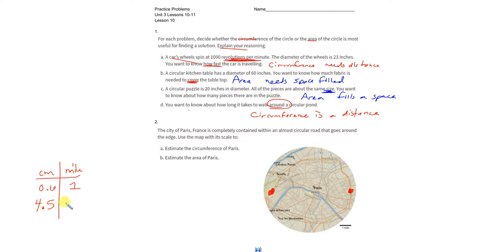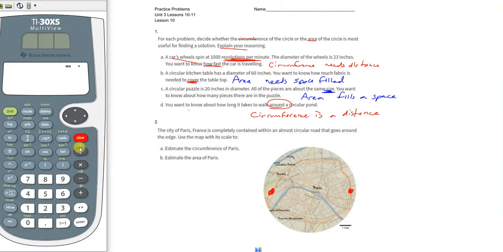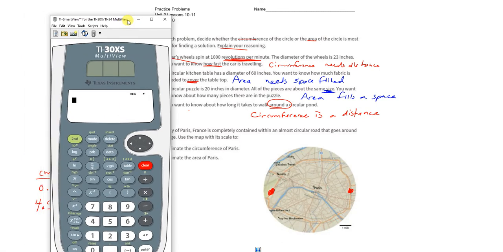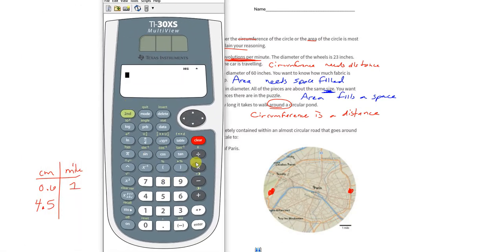So 4.5 centimeters is to how many miles? Well, if 1 mile is 0.6, then all we have to do is find the constant and multiply. So we can find the constant by doing a little bit of division. So we're going to do 1 divided by 0.6, which gives us 1.6 repeating. We multiply our constant by 4.5, and we'll know how long we're talking about here across.